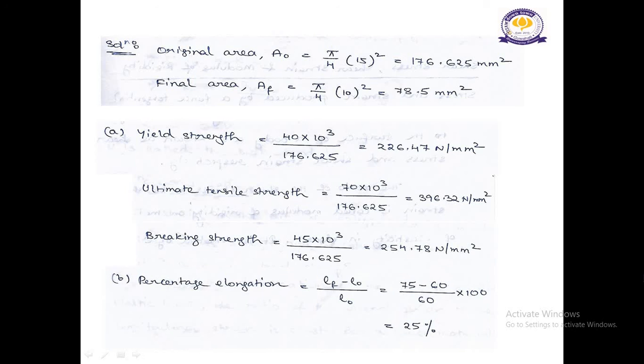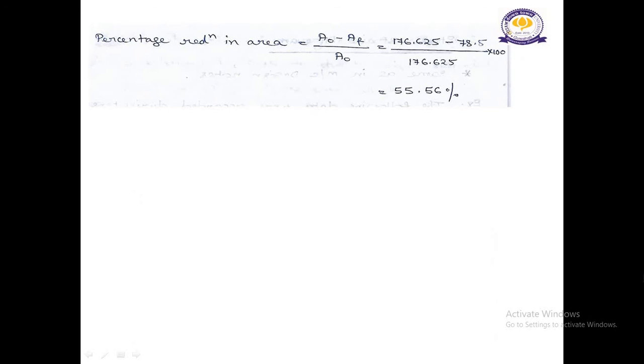Next, number B. For number B, we need to find out the percentage elongation, which is equal to LF minus L naught divided by L naught, which is equal to 75 minus 60 divided by 60 into 100, so it comes out to be 25%. Next, percentage reduction in area, the formula is A naught minus AF divided by A naught, which is equal to 176.625 minus 78.5 divided by 176.625 into 100, which comes out to be 55.56%.